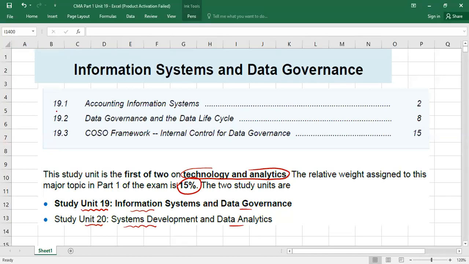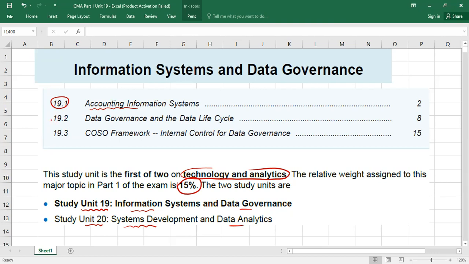Under unit number 19, guys, we have three topics. 19.1 is about accounting information system, which we discussed in the last class, in the last video. There we discussed what is management information system, what is accounting information system, what is transaction processing system. And we also discussed something about databases, like types of databases. Okay, so that was the topic.